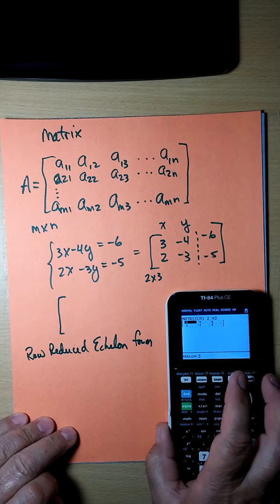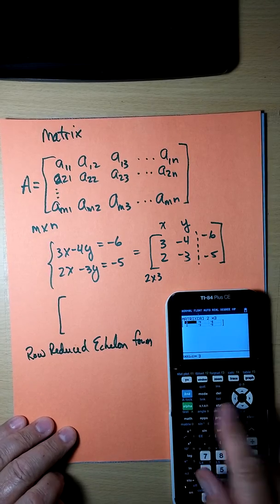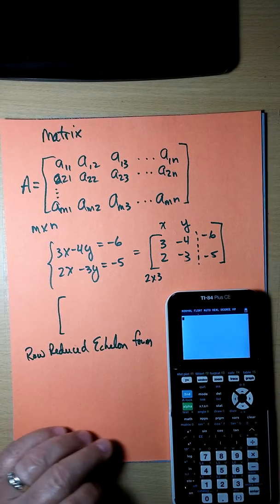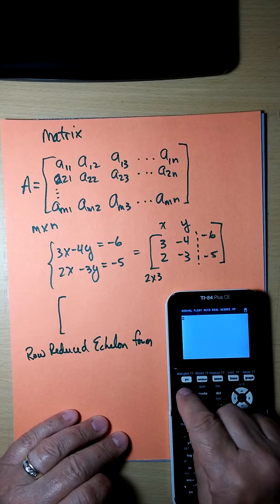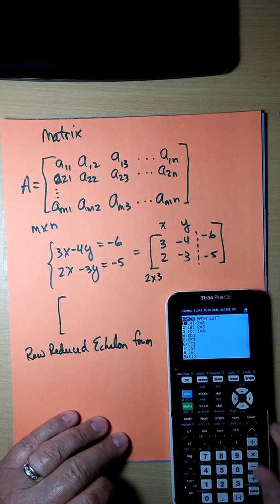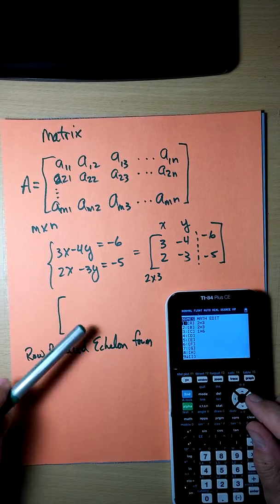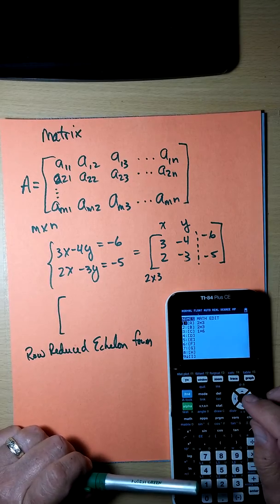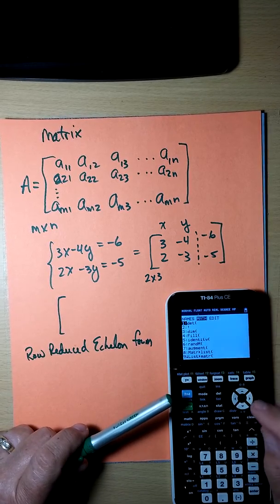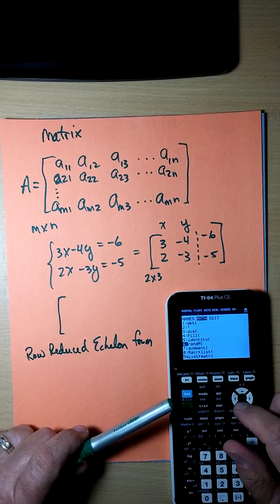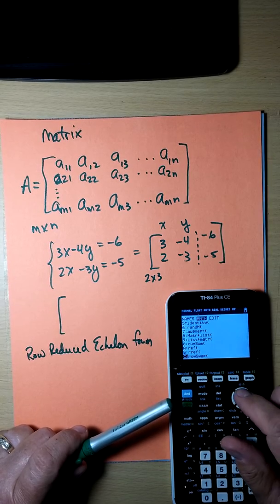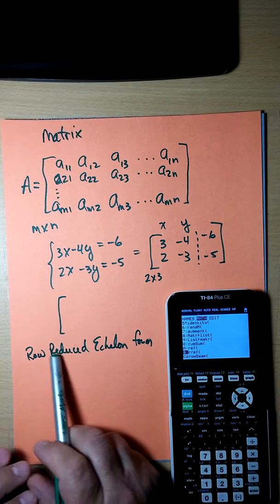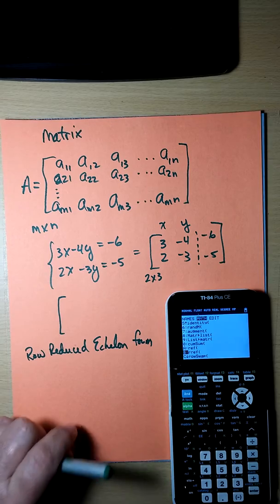How do you do that? Well, you get out. You quit the matrix. You go back into the matrix. You have to get out, otherwise it starts putting stuff in there. And you go over to math, that middle one, down to where you see RREF, row reduced echelon form. Press enter.